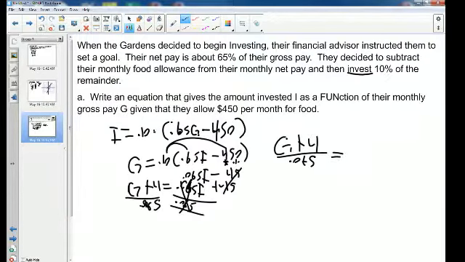And this will be the final equation compared to the original of 0.10 times (0.65 G minus 450). And I guess that is today's lesson.